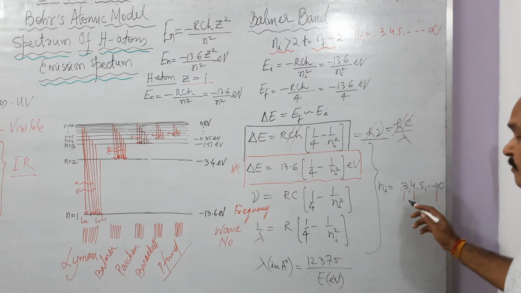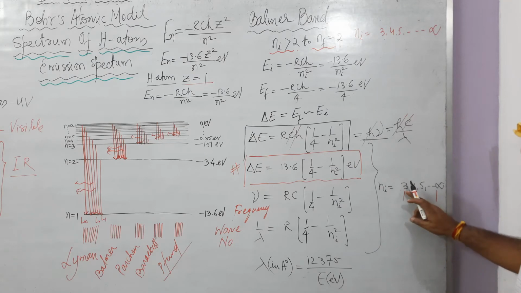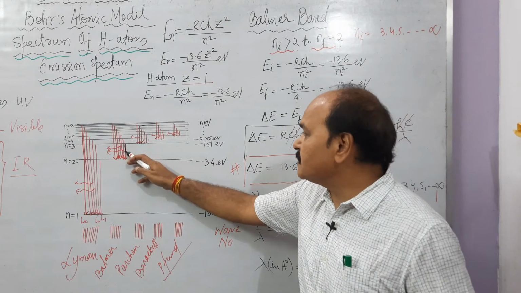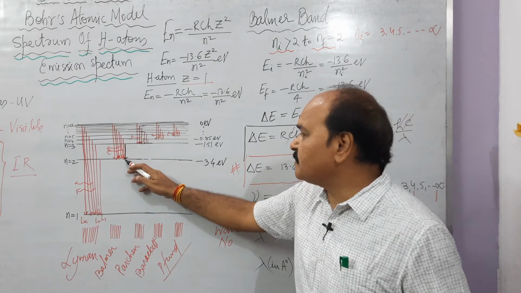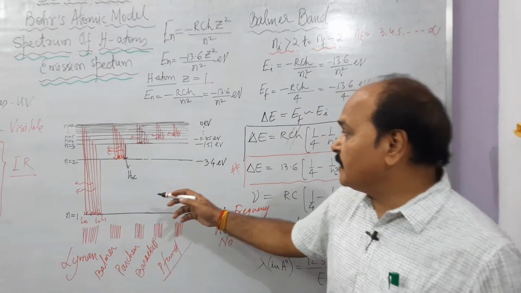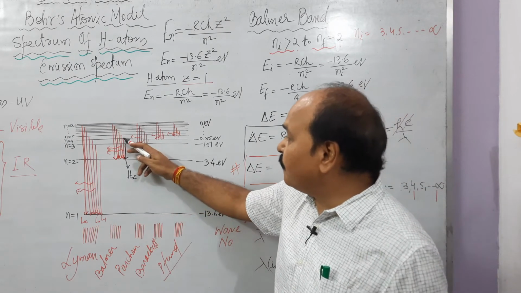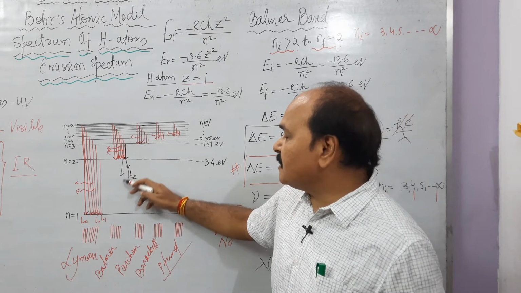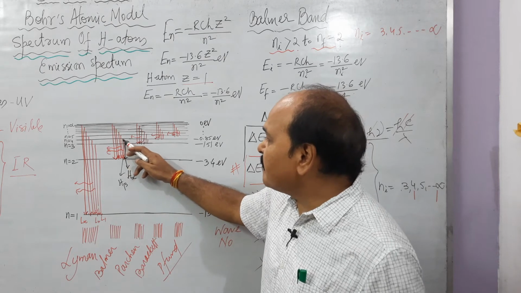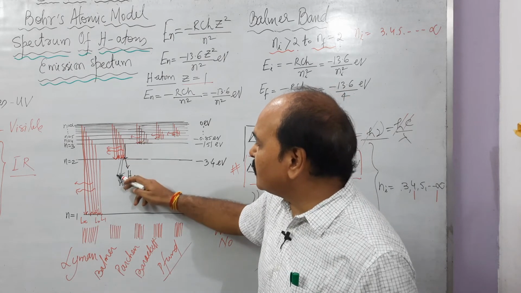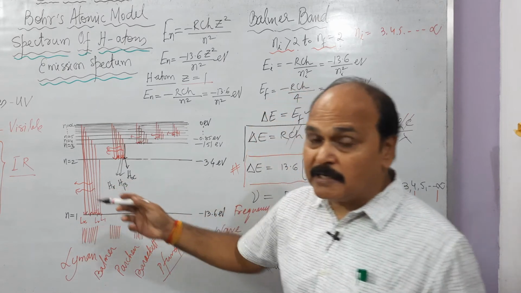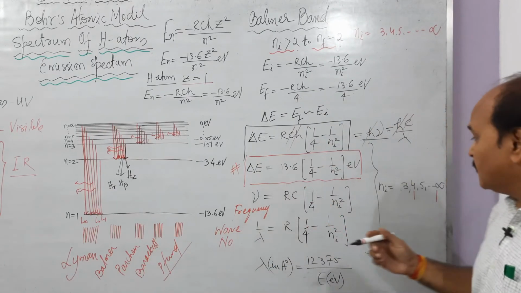Children, this transition from 3 to 2 gives us the first Balmer line. This first Balmer line is also called the H alpha line. Very, very important. When the transition takes place from 4 to 2, that is called the second Balmer line, the H beta line. And the transition from 5 to 2, what do we call this? We call this H gamma. Alpha, beta, gamma, delta, these are the various Balmer lines.